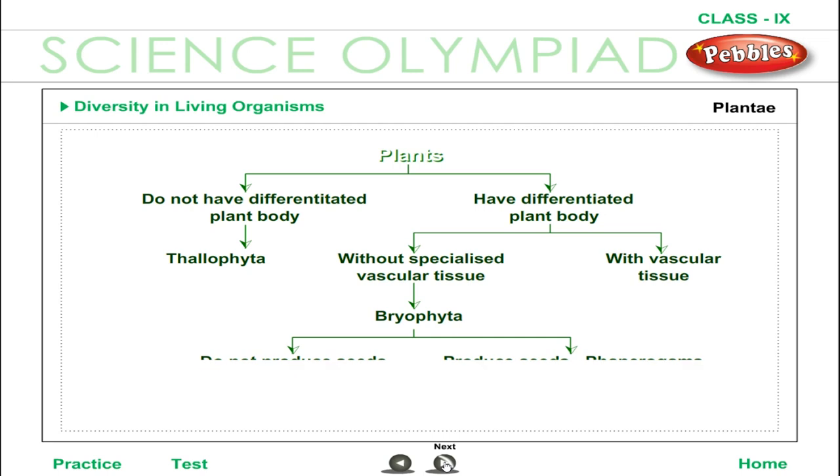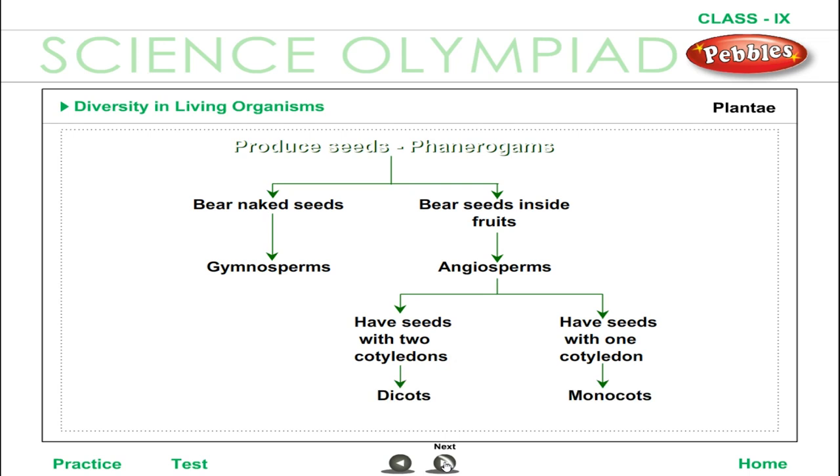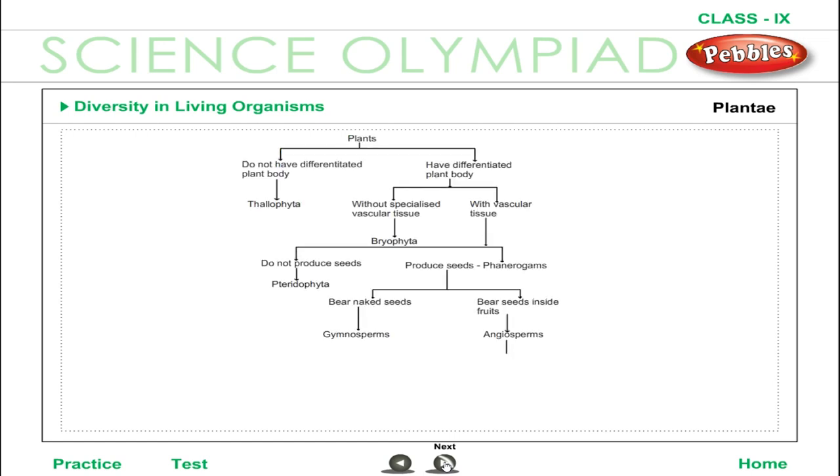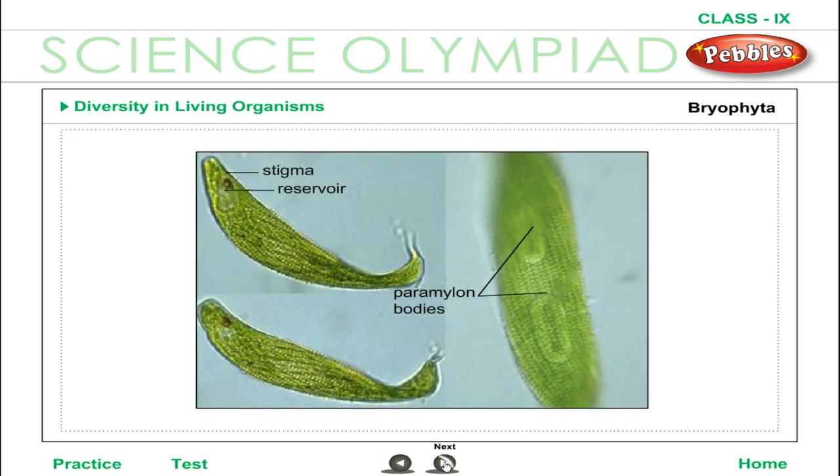Plantae. The first level of classification among plants depends on whether the plant body has well-differentiated, distinct components. The next level of classification is based on whether the differentiated plant body has special tissues for the transport of water and other substances within it. Further classification looks at the ability to bear seeds and whether the seeds are enclosed within fruits.